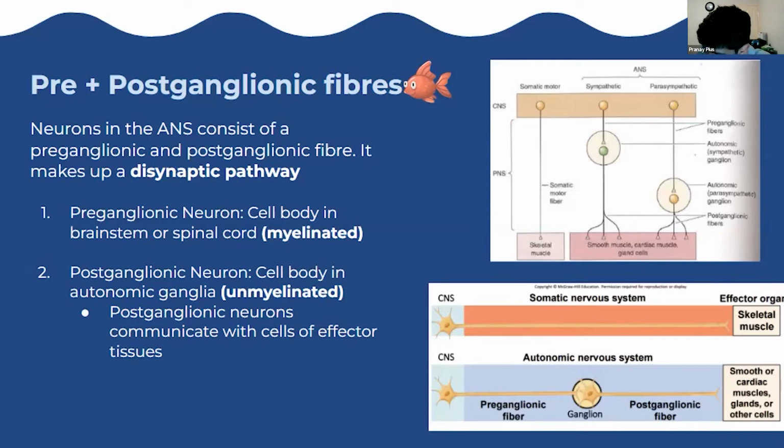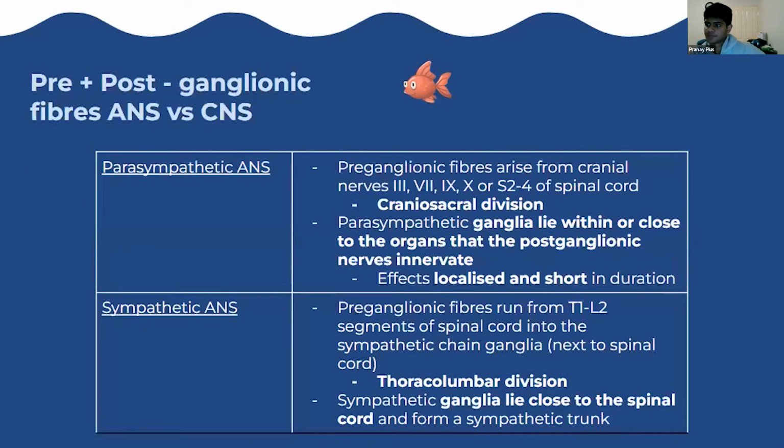Okay. So what are the parasympathetic things? Now, you might be confused as to what cranial nerves 3, 7, 9, 10 or S2 to 4 are. It's not really a big deal. You more or less need to know that parasympathetic is from the craniosacral division and sympathetic is from the thoracolumbar division. That's basically it.